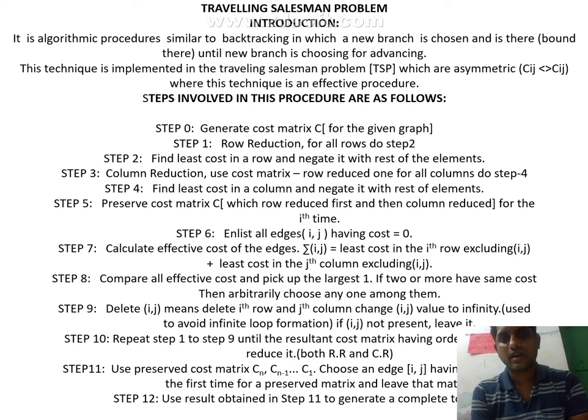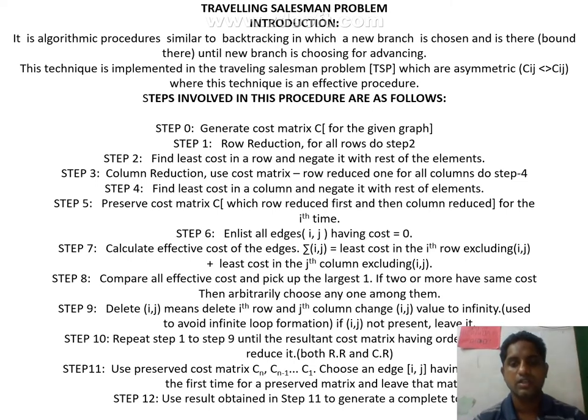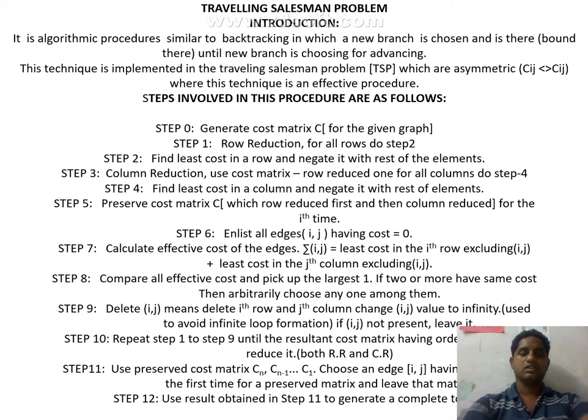Next, preserve the cost matrix and list all the edges ij having cost equal to 0. Next, calculate the effective cost of the edges. It is sigma ij equal to the least cost in the ith row excluding (i, j) plus the least cost in the jth column excluding (i, j), and compare all effective costs and pick the largest one. If two or more have the same cost, then arbitrarily choose any one among them. Delete (i, j), meaning delete the ith row and jth column. Change the (j, i) value to infinity, and if (j, i) is not present, leave it.